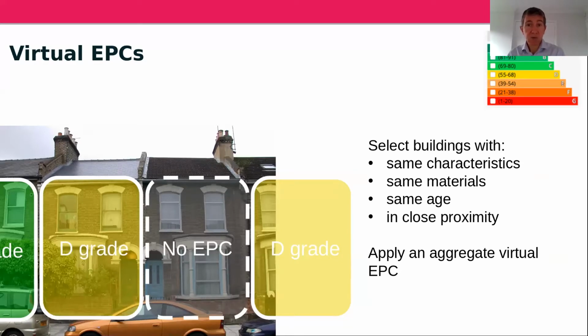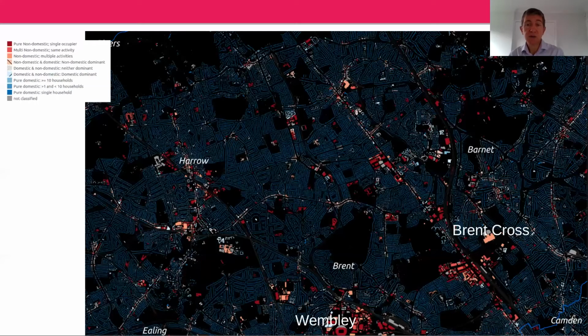Obviously, not every house or flat has an energy performance certificate, but we wanted to work out what London might look like if they did. So we devised a method to estimate what we called a virtual EPC by looking for similar buildings close by with the same age, materials, and other characteristics, and by using these to produce an aggregate EPC, or a virtual EPC. So this allowed us to fill in the gaps in the model and estimate the energy performance of almost all buildings in London. So you can see this best in the next sequence of maps.